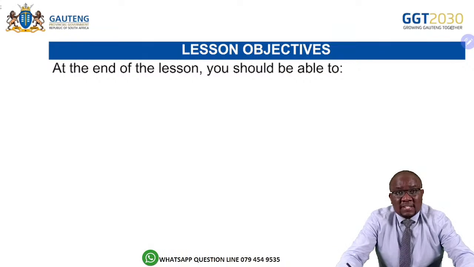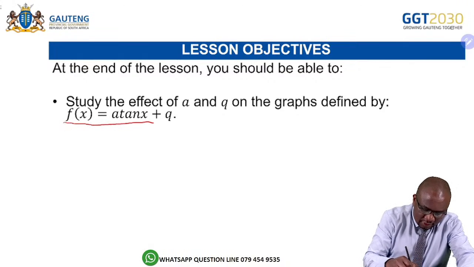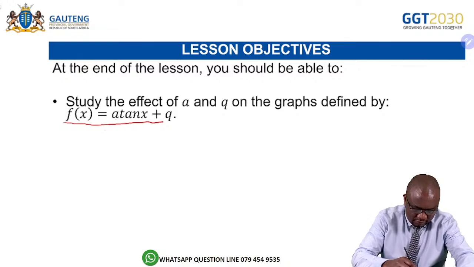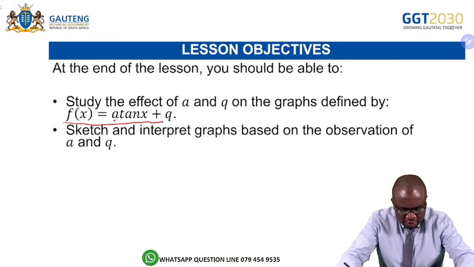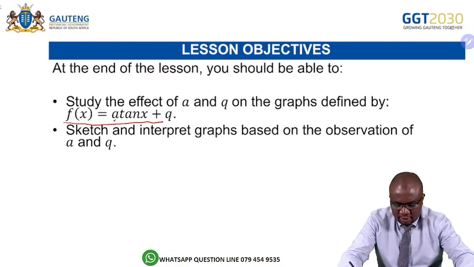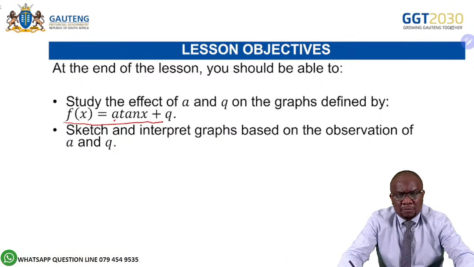At the end of the lesson, you should be able to study the effect of A and Q on the graphs defined by f of x equals A times tan x plus Q. And then we are going to sketch and interpret graphs based on the observations of A and Q. We'll try to move slowly so that we move together and we understand what we are going to learn today.